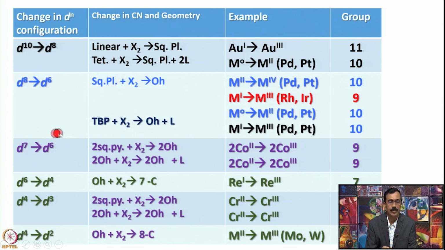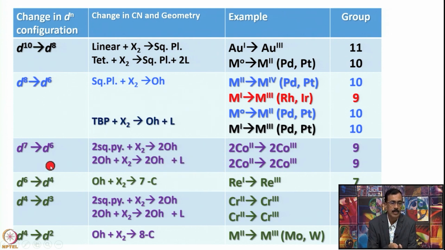And d7 to d6, in this case what happens, you can see this is a 1 electron process, since the metal has 2 oxidation states with a difference of 1 electron. In that case a typical oxidative addition reaction cannot be performed. On the other hand, we can consider a dimeric species as I showed you, and in that case you can perform it. For example, if you consider the cobalt case, cobalt(II) to cobalt(III), square pyramidal geometry changes to octahedral geometry. Of course we have a bridging ligand there, and then 2 square pyramidal would change to 2 octahedral. In that case one ligand has to come out, a common ligand, the bridging ligand.